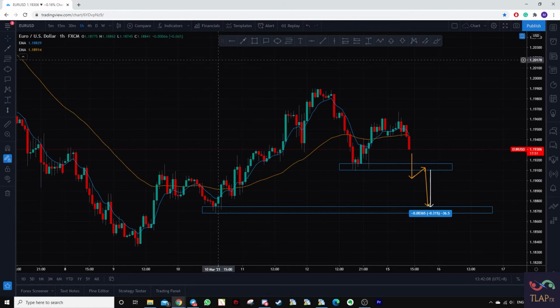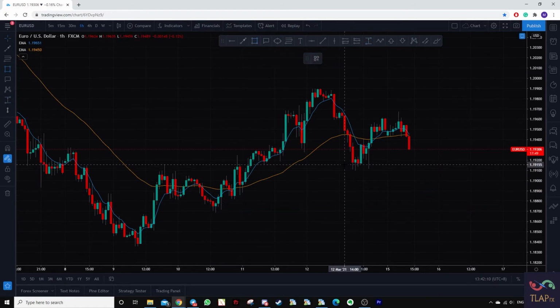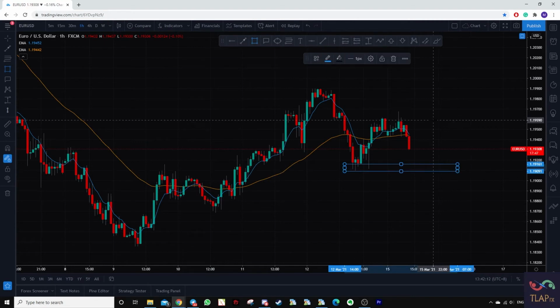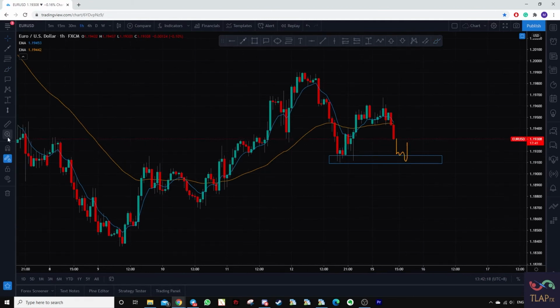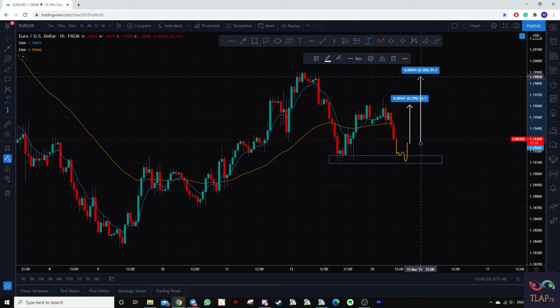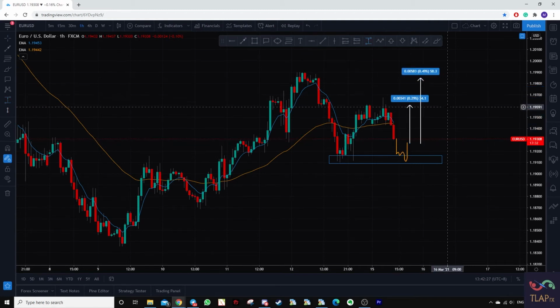However, if prices actually hold at this support level, look for a depletion of bearish momentum and a double bottom formation over here. So with this, we can look for a long position towards previous high. We can actually aim for this level or actually this previous high over here.